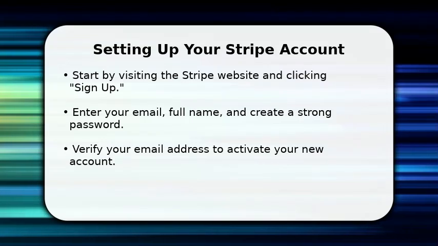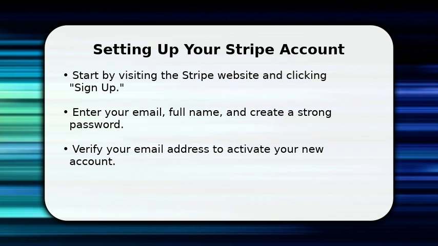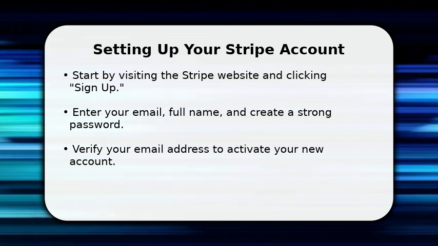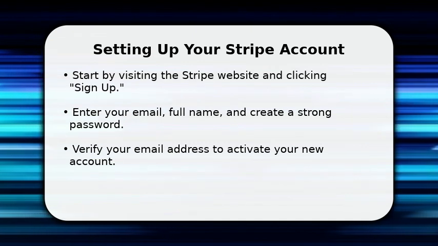In this video, I will explain how to set up Stripe. First, navigate to the Stripe website and locate the Sign Up button. You'll then be prompted to enter your email address, your full name, and to create a secure password. After submitting this information, Stripe will send a verification email. Be sure to check your inbox and click the link to activate your new account and proceed with the setup process.